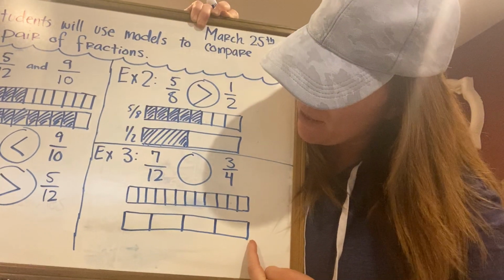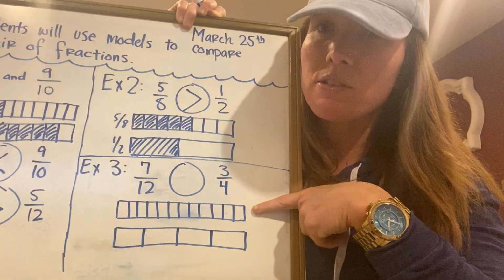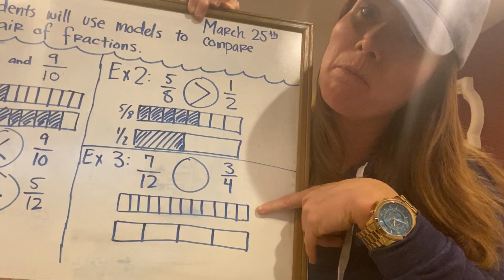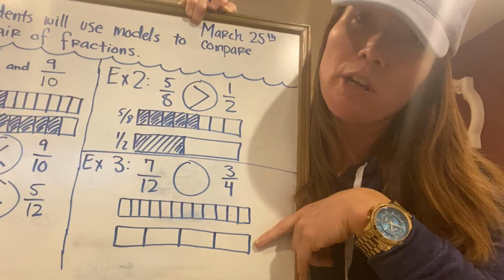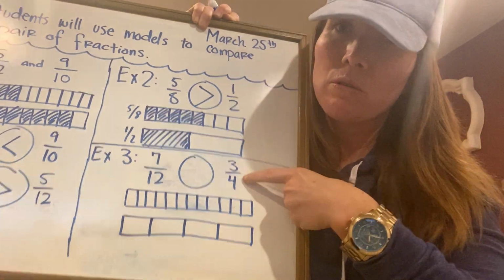So now I'm gonna shade in 7 of these parts. I'm only gonna shade in 7 because it's 7/12. There's 12 total parts, but I'm only shading in 7. And then this one, I'm only shading in 3 because there's 3 parts shaded out of 4 total. And then we can compare.